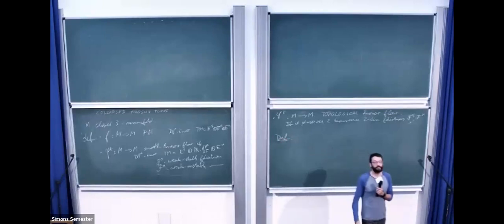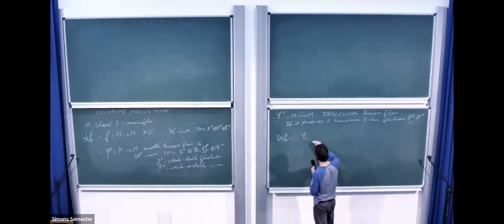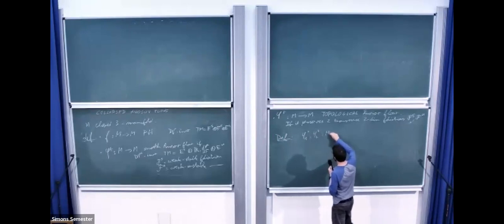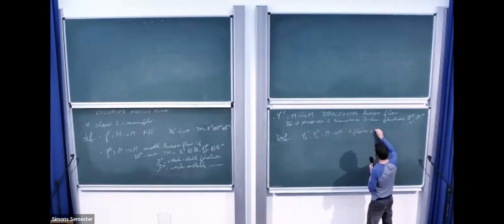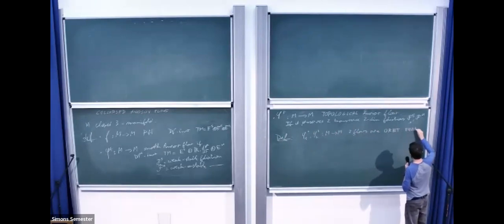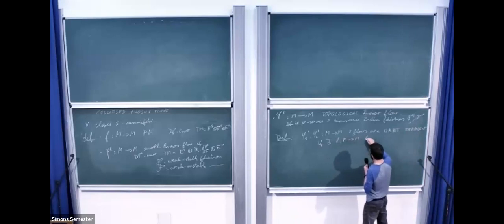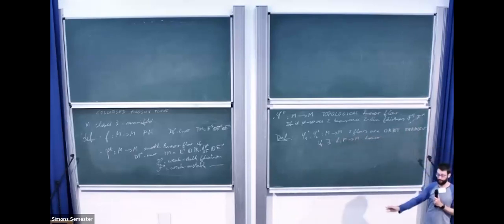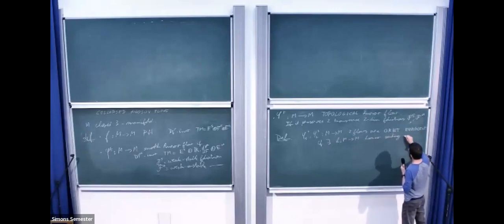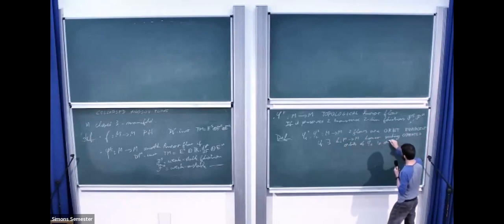Well, that leads me to the next definition, orbit equivalence. We're going to say that if I have two flows, phi1t and phi2t, on M, the flows are orbit equivalent if there exists H from M to M, a homeomorphism, sending oriented orbits of phi1 to oriented orbits of phi2.